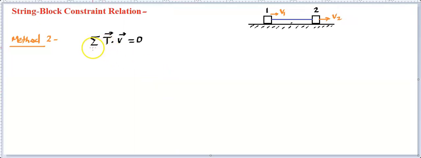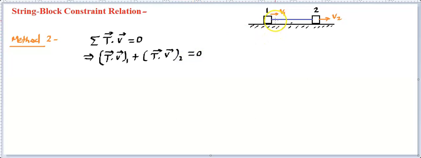This is a summation. That means you need to apply this for all the blocks or the endpoints of the string. So you need to see how many blocks there are. For all blocks, you are going to apply this, add them, and then put it equal to 0. Let me write in this particular example case. Here this is one block, and this is another block. So we will write T dot v for block number 1, then plus T dot v for block number 2. This is going to be 0.